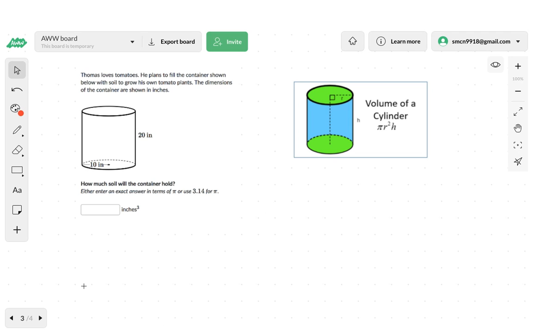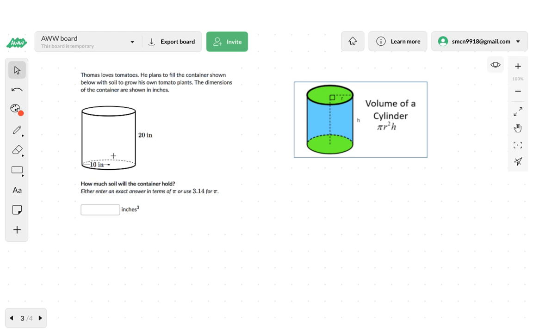Thomas loves tomatoes, he fills the container shown, which is this one right here, with soil to grow his tomato plants. The dimensions of the container are shown below. They want to know how much soil this container will hold. So overall, this question is just asking for the volume of the cylinder. You have to identify what 3D object it is, so we can tell it's a cylinder.